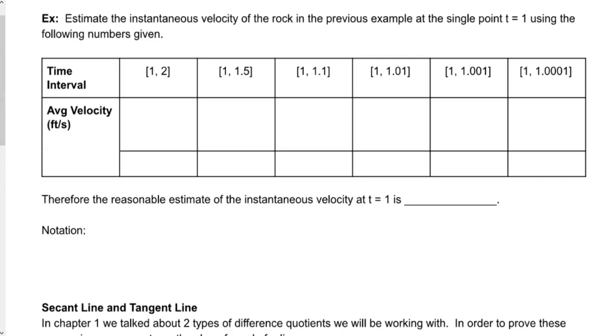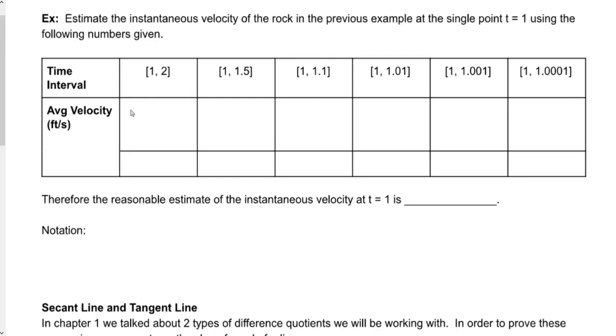Okay, so we want to estimate the instantaneous velocity of the rock in the previous example at a single point, t equaling 1, using the following numbers. So here are my intervals, and what are we doing? We're decreasing the length of these intervals. This is a length of 1, this is a length of 0.5, length of 0.1, 0.01, etc. Okay, so what we should find along here with my average velocity is that we're honing in on a single number. Okay, so let's do that.